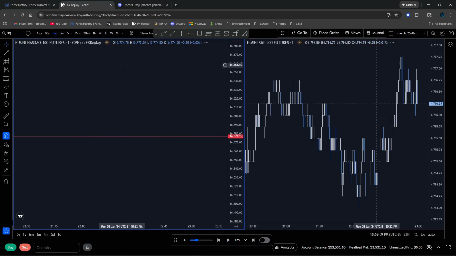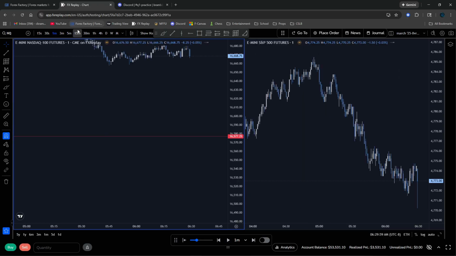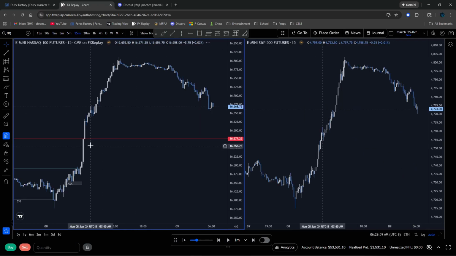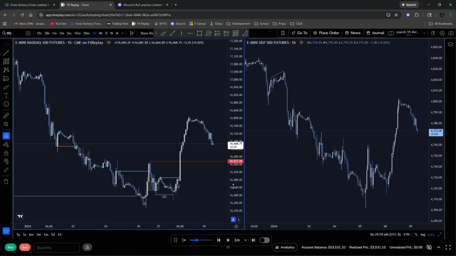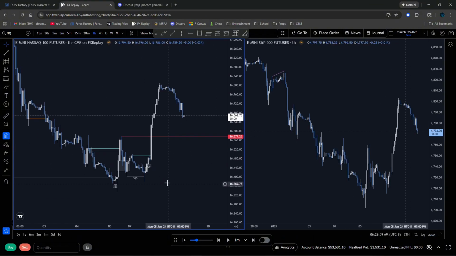I guess I could just have a bit more confidence with longs. I've always struggled with them just because my breakout strategy, like order flow, chasing it once it's already delivered, doesn't work as well with longs.